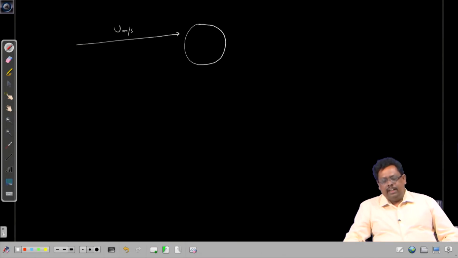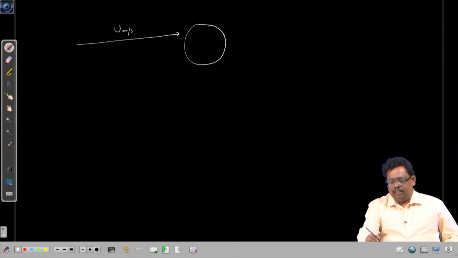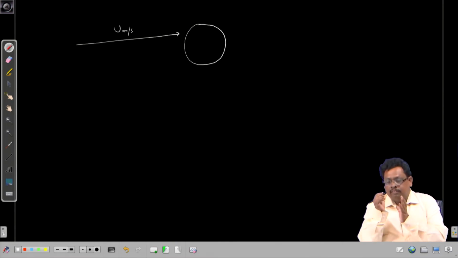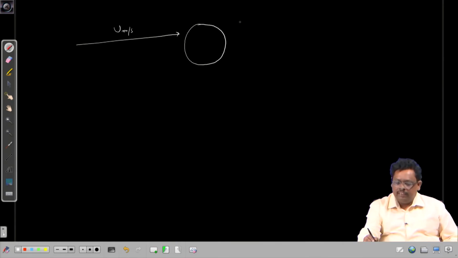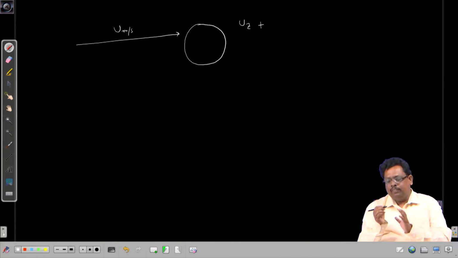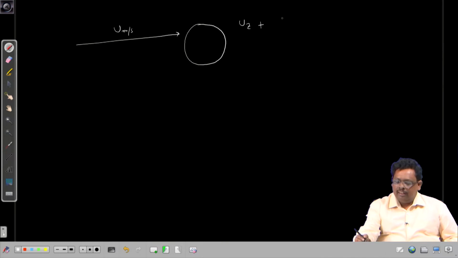Now, the problem is that to find the flow past this cylinder, I have to put a velocity potential for the uniform flow, which is Uz. Along with that, I have to put a cylinder as a doublet or dipole with strength mu by z, and then I found this mu is nothing but a squared into U.